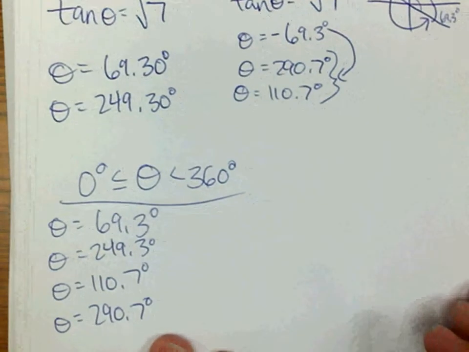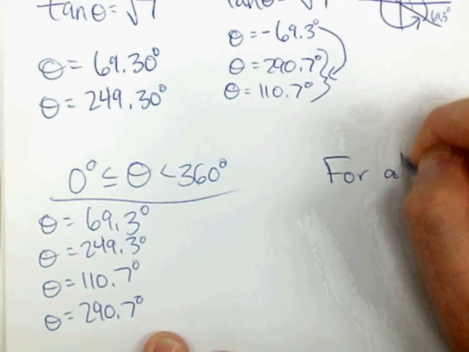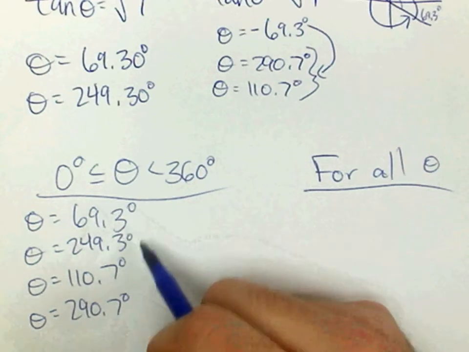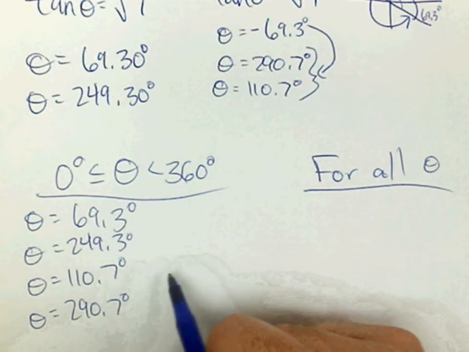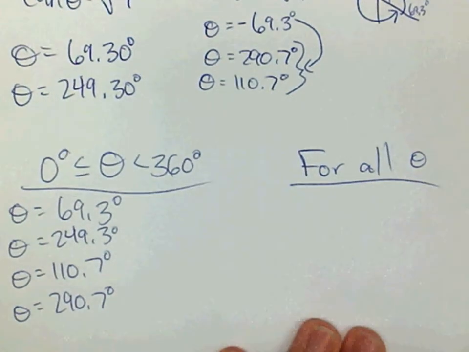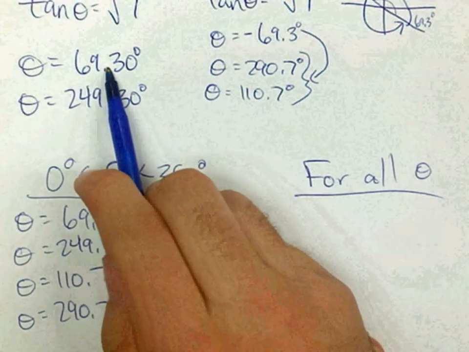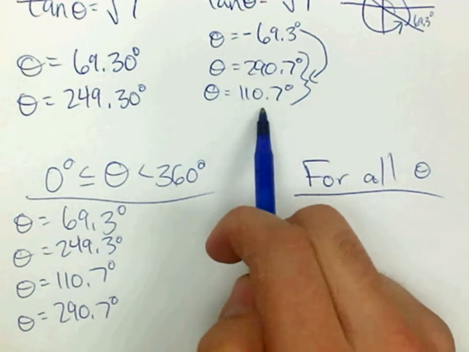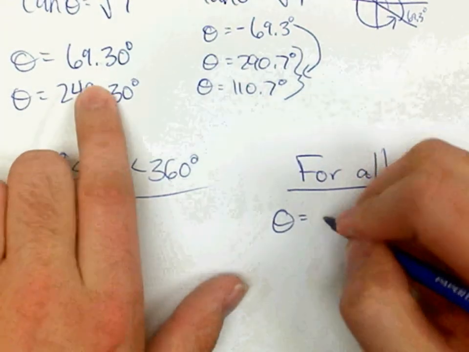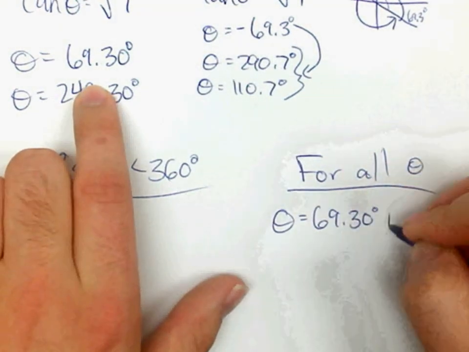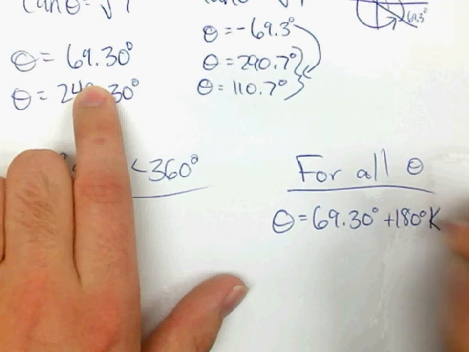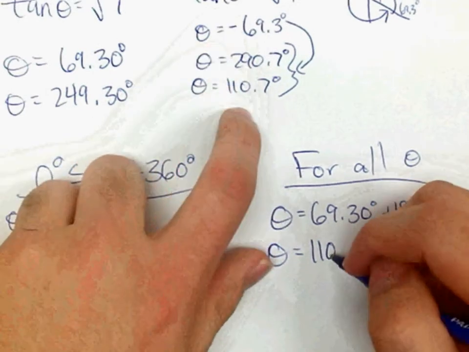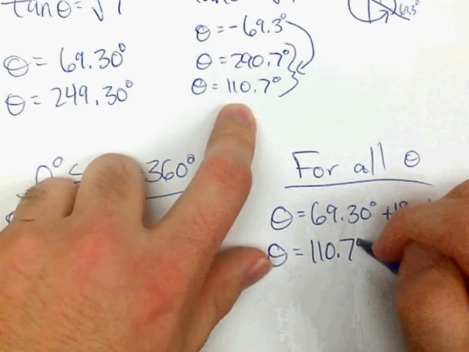And for all theta, remember that when we talk about tangent, you can just write them all and put plus 360k, plus 360k, plus 360k, plus 360k. But to save ourselves some time, I only need to take one of each of these, because this one plus 180 gives that one, and this one plus 180 gives that. I can just say 69.30 degrees plus 180 degrees k, and theta equals, let's take this one. I could have used any of these three, but I'm going to take this one because I like the positive angles. Plus 180k.